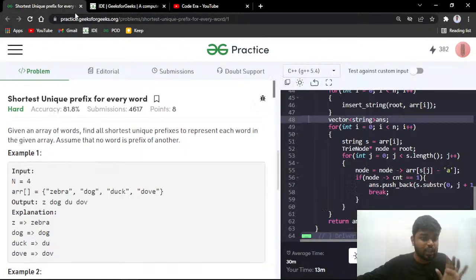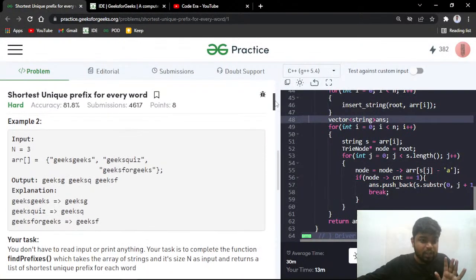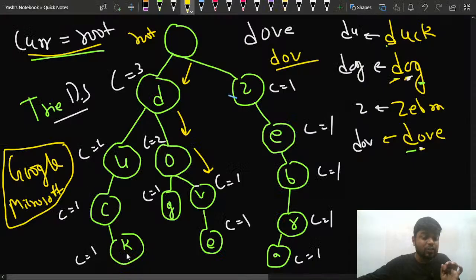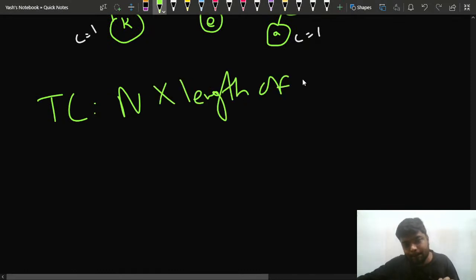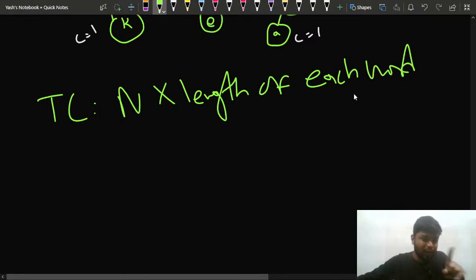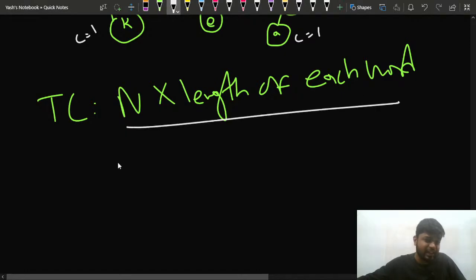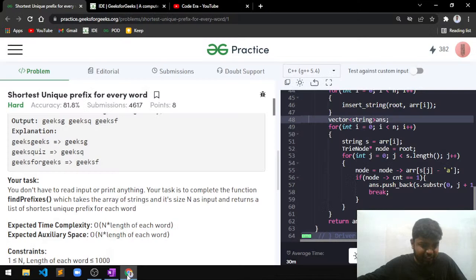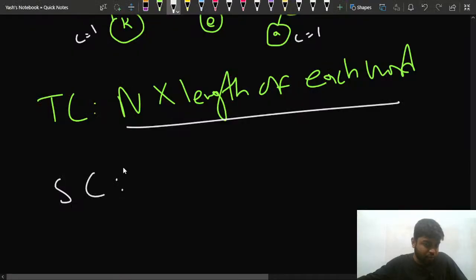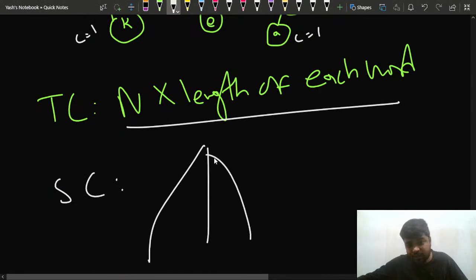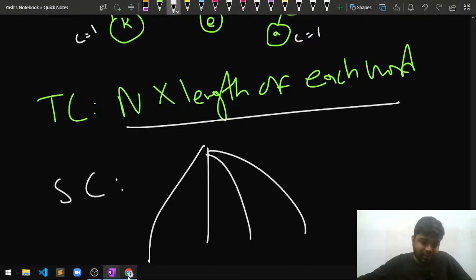So for doing this much, the time complexity of the code would be nothing but n into length of each word, right? Like for one word it would be its length for making the trie, then for each word if you are doing this, so it would be n into length of each word. And similarly the space complexity will also be the same, that is n into length of each word, because you are generating for all the words. Suppose all the words are unique, so that means n unique paths would be there from root to leaf, right? So that's how it will be done.